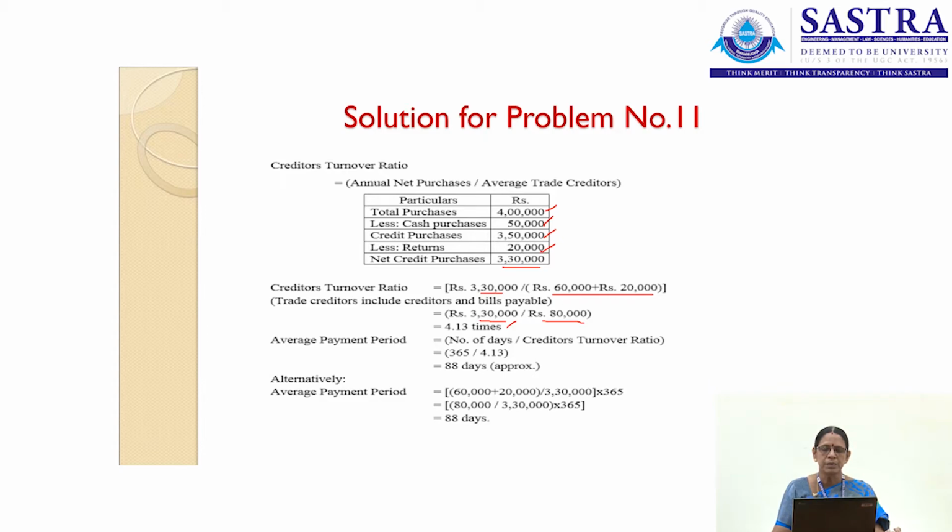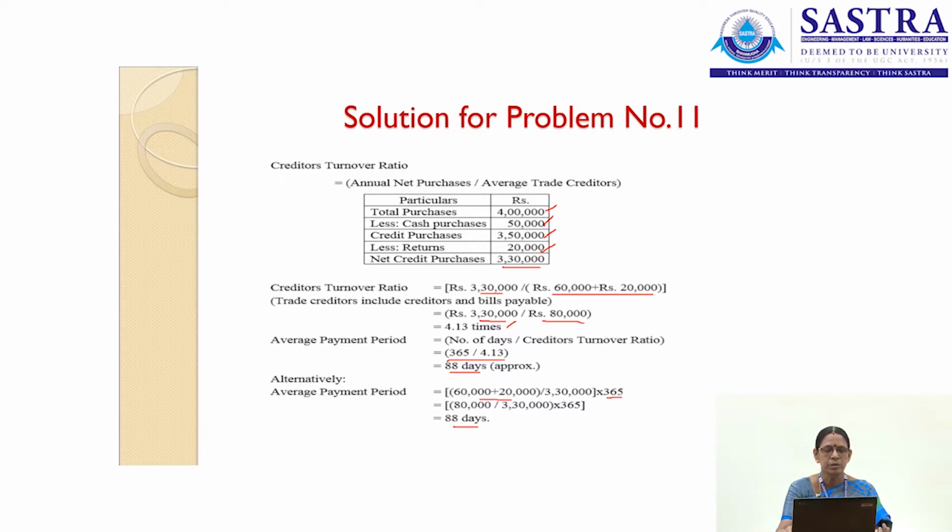Number of days divided by creditors turnover ratio is said to be the average payment period. 365 divided by 4.13 will get 88 days approximately. So, for every 88 days we are paying the creditors. This can also be calculated like this: closing creditors divided by your net credit purchases into your 365 days. Again we will get 88 days.